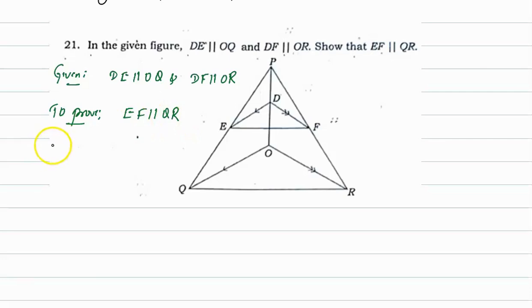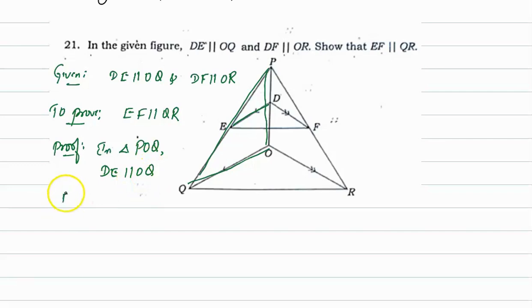See, when we have to prove parallel, we should immediately know that in BPT we have to use the converse. So I go directly to the proof. Where is this DE parallel? DE and OQ, that comes in this triangle. Which is that? That is POQ. So I am going to consider triangle POQ. DE is parallel to OQ. So by applying BPT, I can write PE divided by EQ is equal to PD divided by DO. I am going to consider this as equation 1.